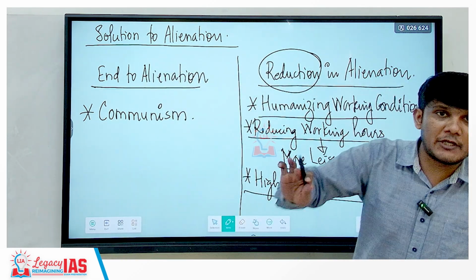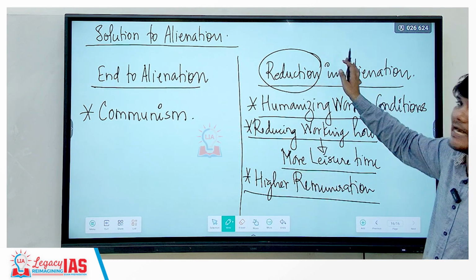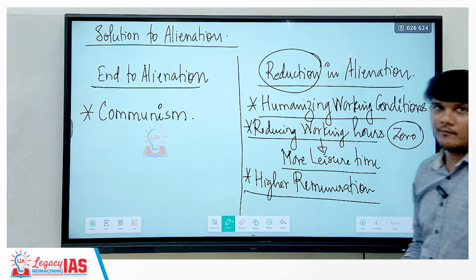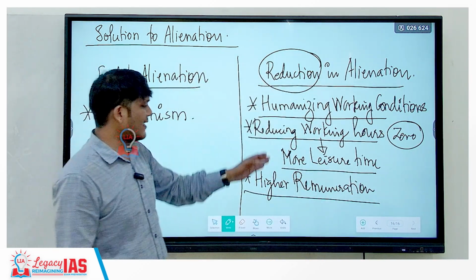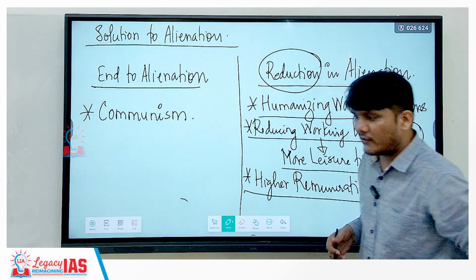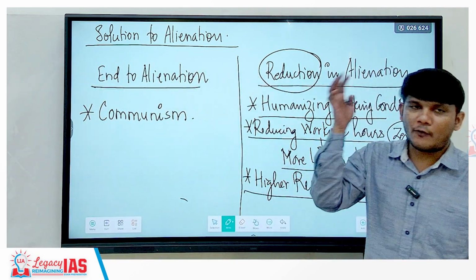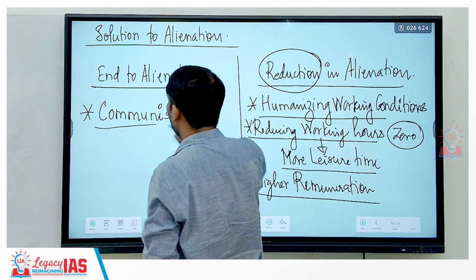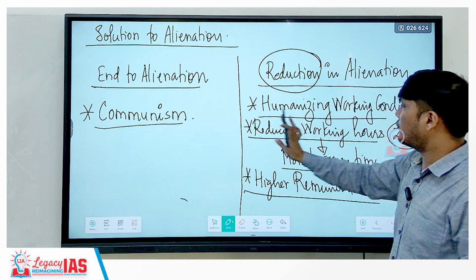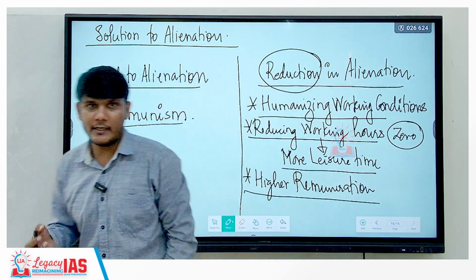It cannot end alienation. No amount of humanization or reduction in working hours or higher remuneration can end alienation, because you cannot make it 0. Then you are not working and you are not earning at all. Okay. So just by reducing, just by humanizing, just by higher remuneration, you cannot make alienation 0, because still there will be certain things, you don't like the work, you are not able to identify with the product, process, etc. So for alienation to end, there needs to be communism. Without communism, it can only be reduced, and it can be reduced by humanizing working conditions, reducing working hours, which leads to more leisure time, and higher remuneration for the proletariat.